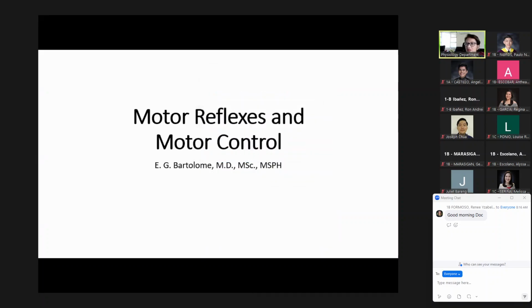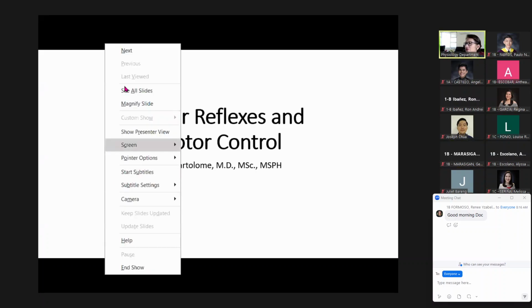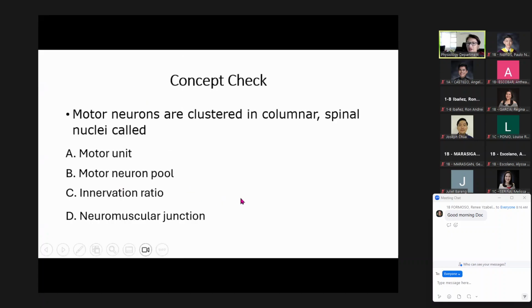I'll just be discussing some of the concepts that are harder to understand. I'll stop sharing. Can you see my slides? Yes, Doc. This is the question: motor neurons are clustered in columnar spinal nuclei. Most of you answered motor unit. What is a motor unit? The answer is actually the motor neuron pool.